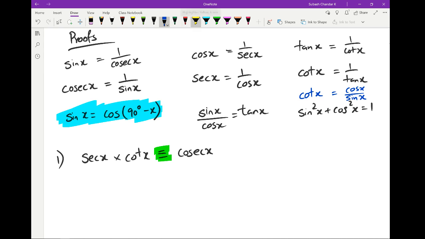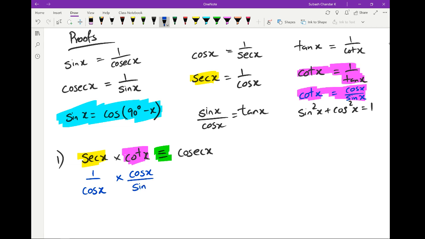Because sec x is equal to 1 over cos x, you guys can see that here. So I'm going to replace that with 1 over cos x multiplied by cot x. Cot x is equal to, as you can see, there are actually two versions of cot x. I could do 1 over tan x, or I could do cos x over sine x. All right, I'm going to use the cos x over sine x. And that's what I end up with.